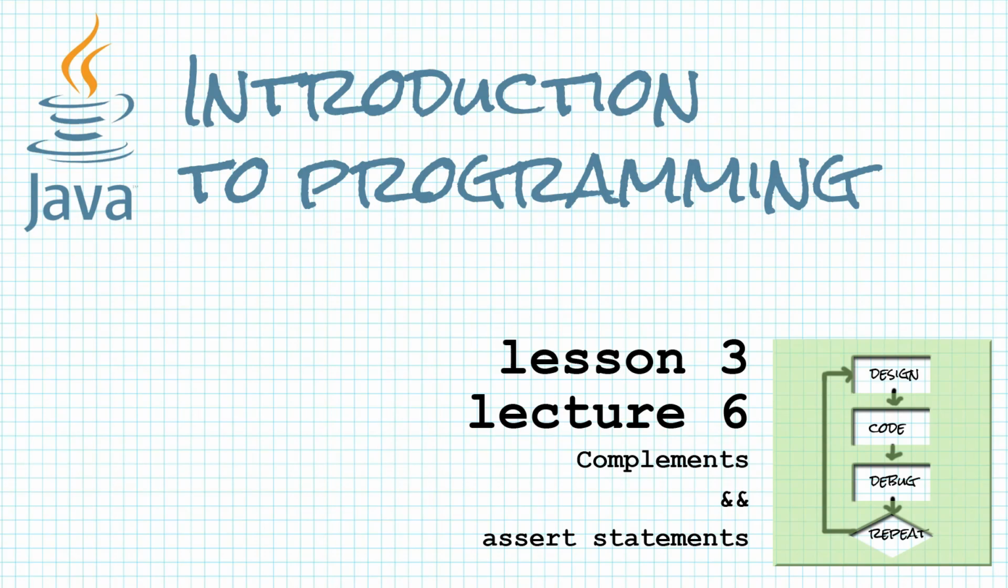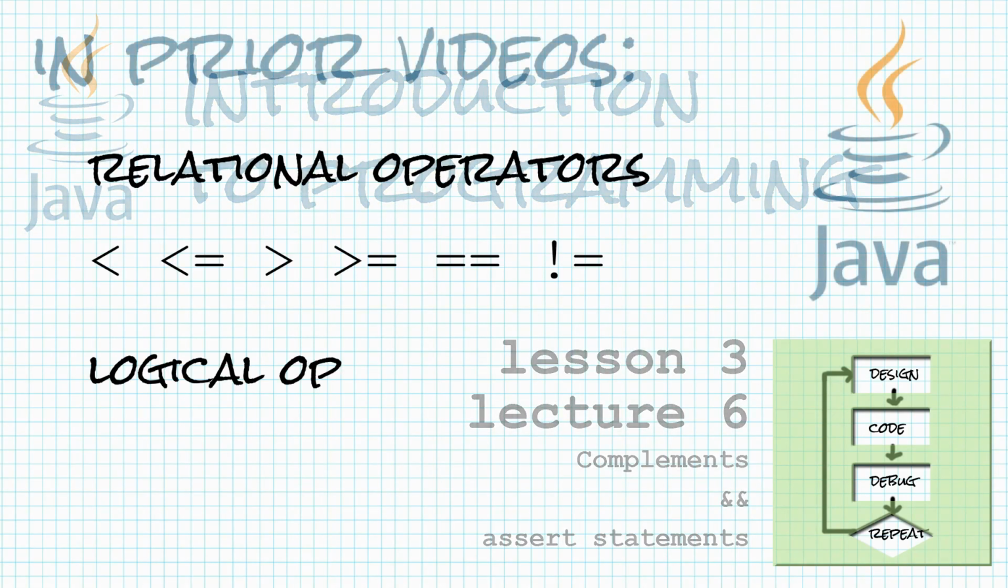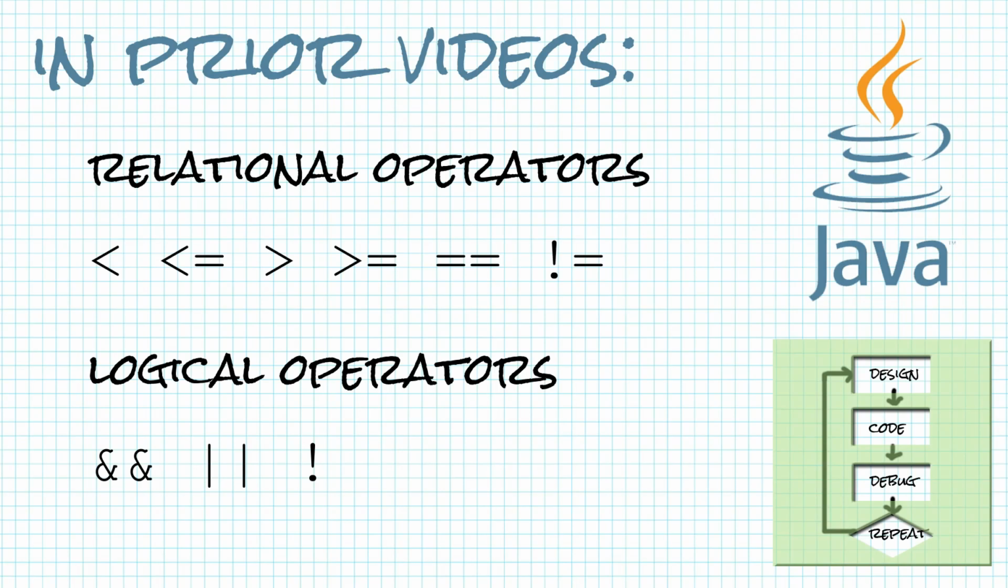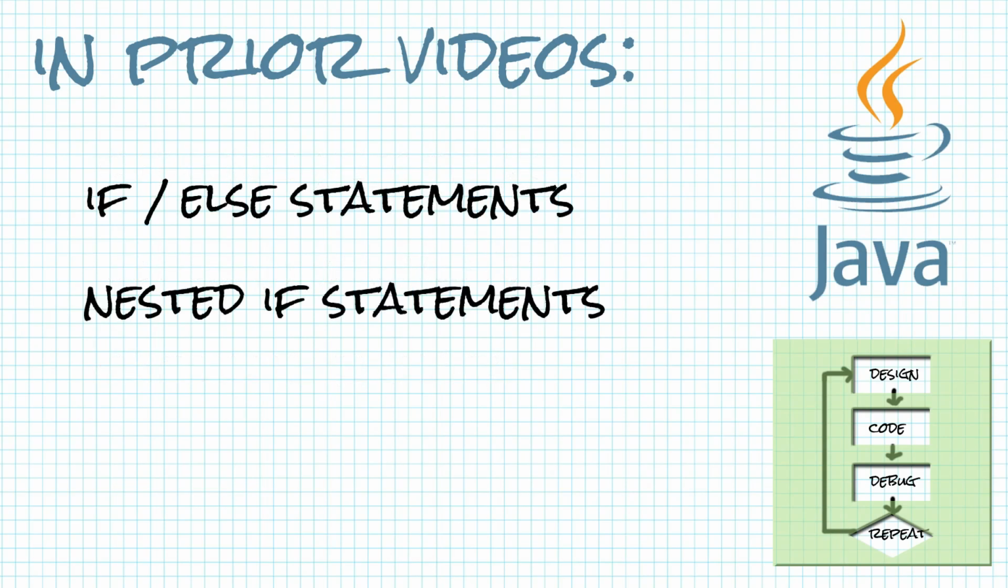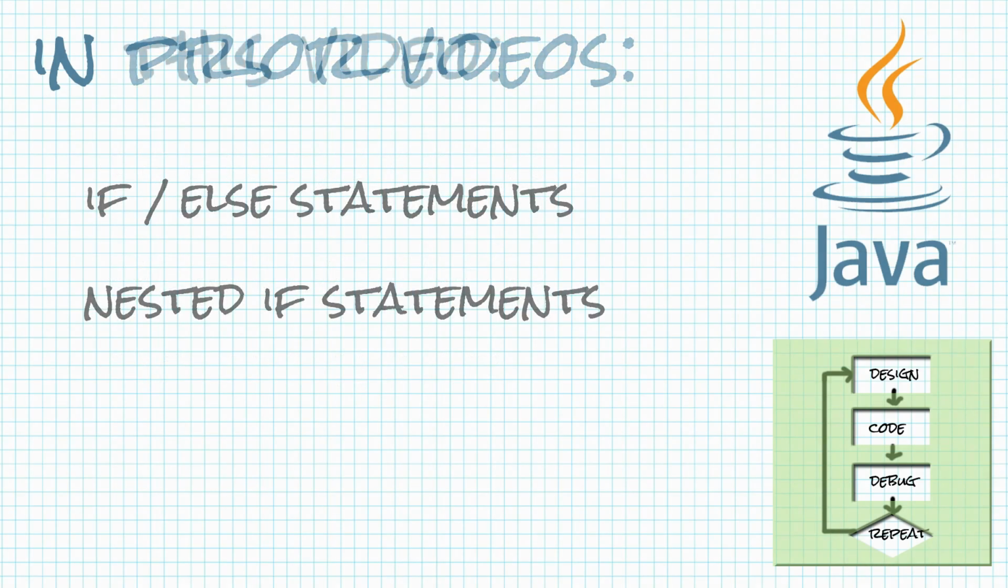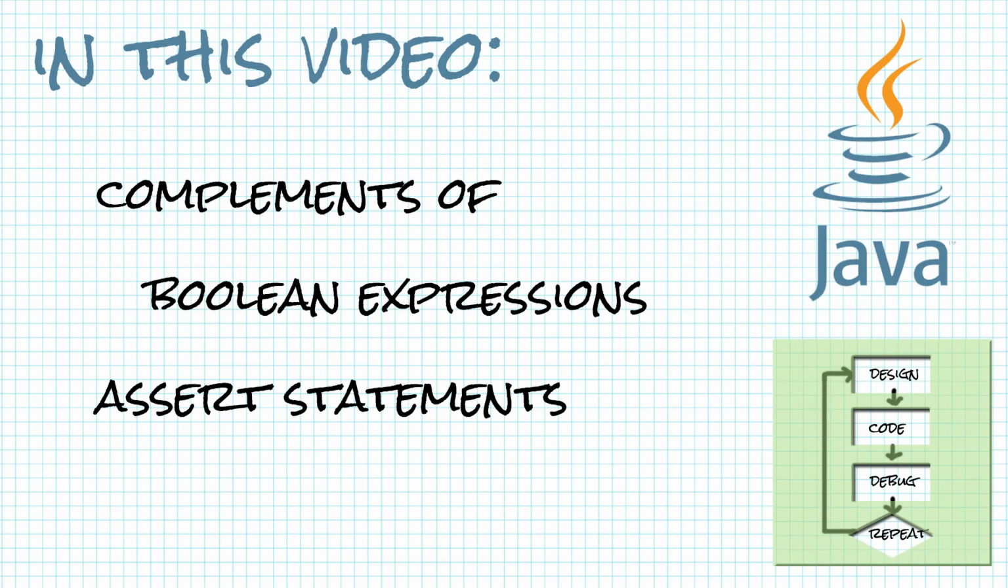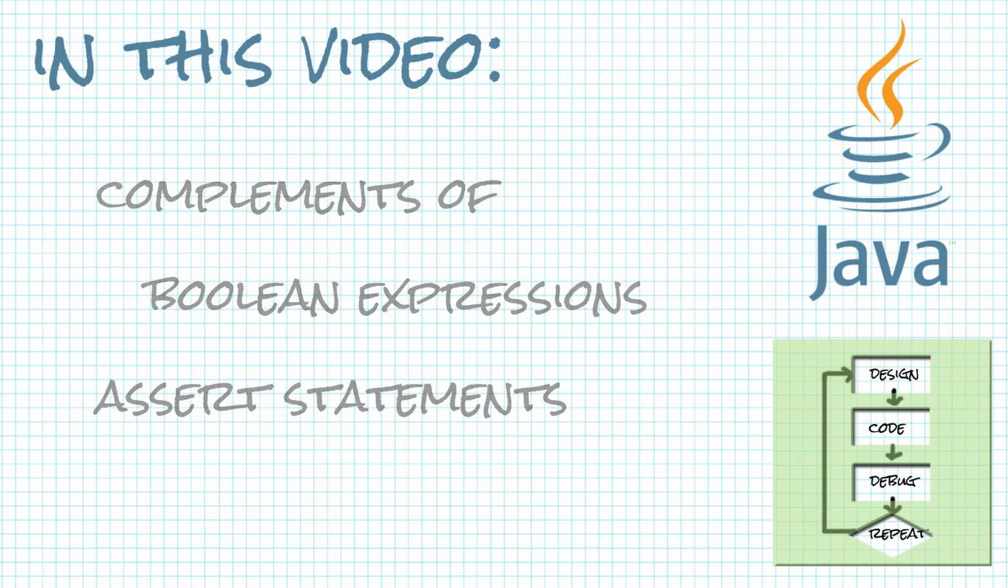If you're here because you want to learn to program in Java, you're in the right place. This is the 15th video in the Introductory Programming in Java full course and the 6th video of Lesson 3, Branching Structures in Java. In prior videos, we've looked at relational and logical operators, comparing strings, Boolean variables, checking ranges, if-else statements, and nested if statements. In this video, we're going to look at complements of Boolean expressions and assert statements. Let's get right into it.